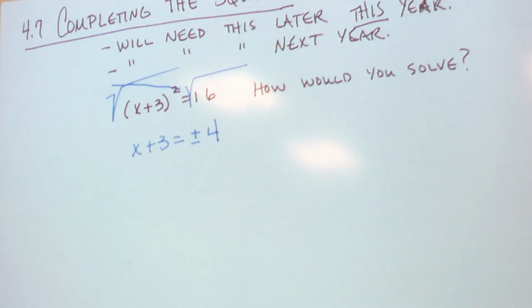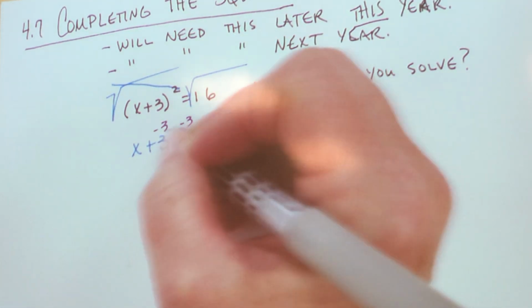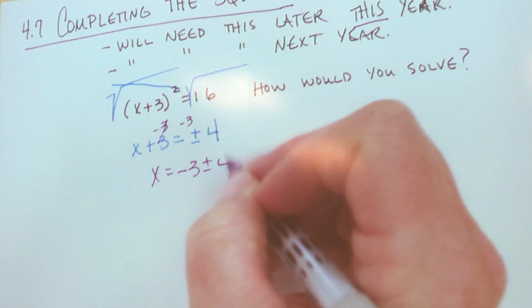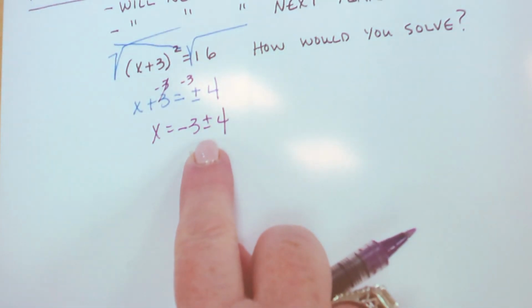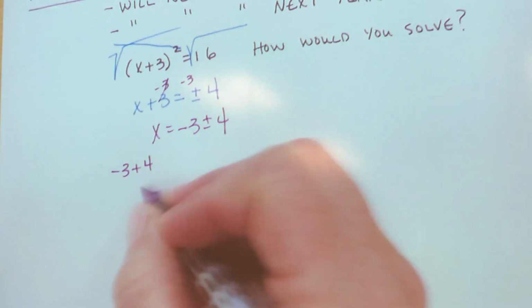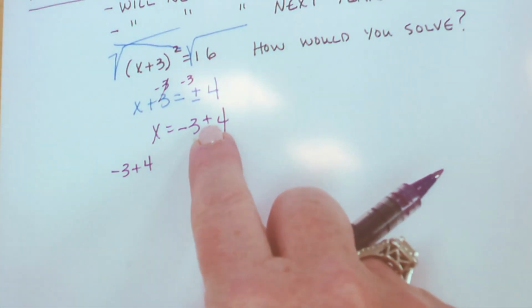All right, now what do I do? And where does that minus 3 go? In the front. Yeah, y'all quit putting that in the back. So negative 3 plus or minus 4. If you leave it like this, I took half credit away, because that says you don't know what negative 3 plus 4 is. What is negative 3 plus 4? 1.